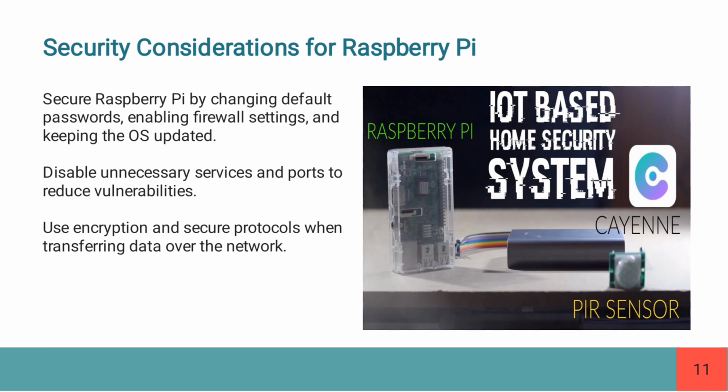And the security considerations for the Raspberry Pi. Secure Raspberry Pi by changing the default passwords, enabling firewall settings, and keeping the operating system updated. Disable unnecessary services and ports to reduce vulnerabilities, and use encryption and secure protocols when transferring data over the internet.